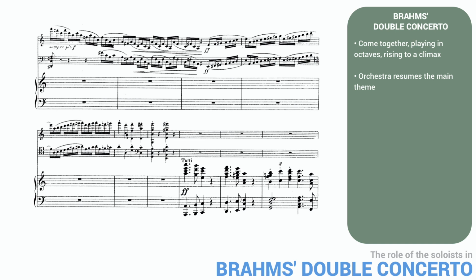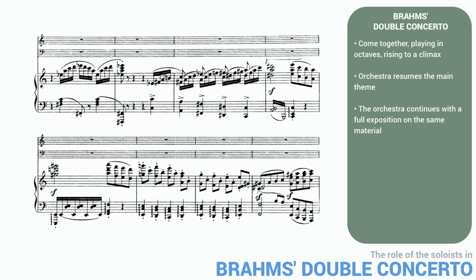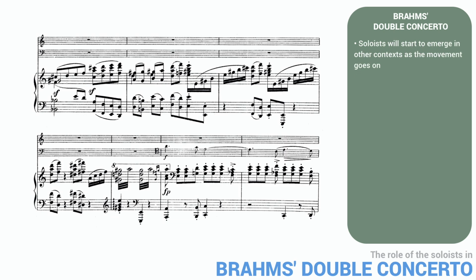By now, the two soloists are firmly established in the listener's mind, so the orchestra continues with a full exposition on the same material. This is normal in the classical concerto form. After this elaborate orchestral exposition, the soloists will start to emerge in other contexts as the movement goes on. Up to this point, they have never been heard together with the orchestra.